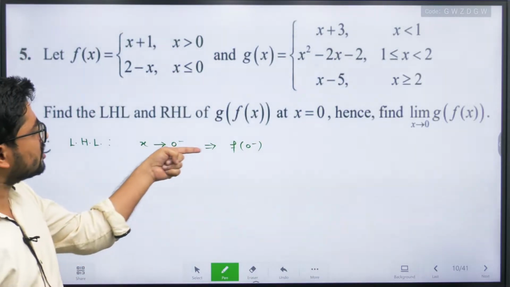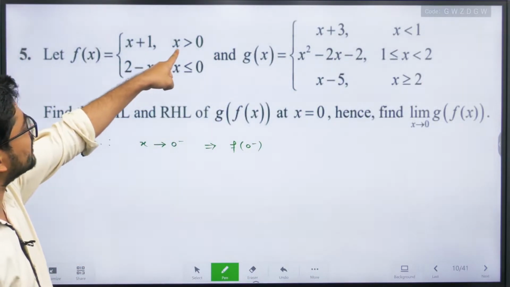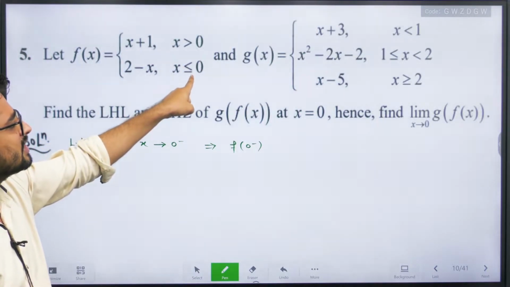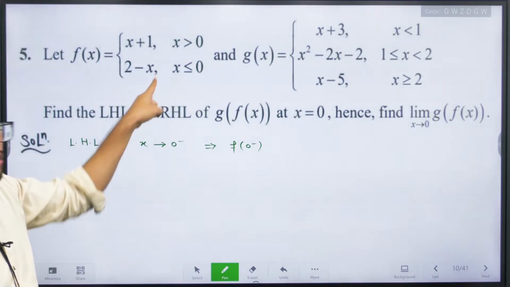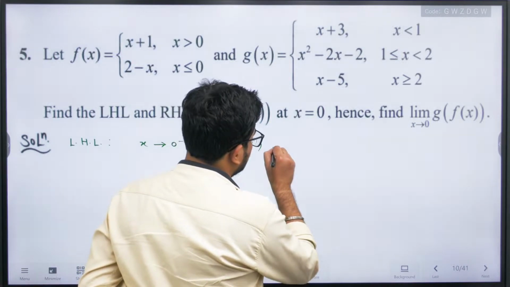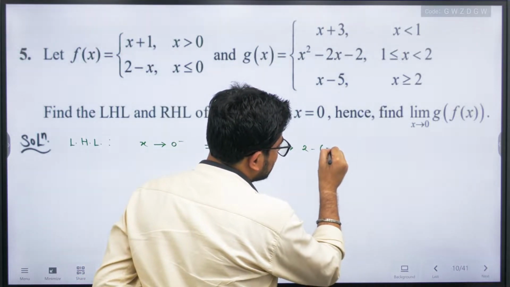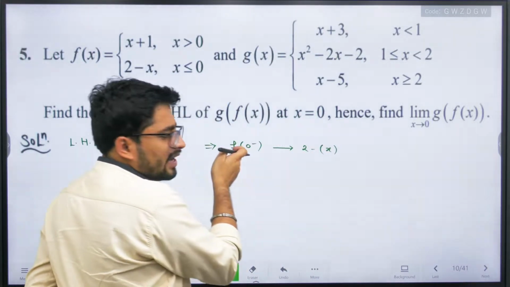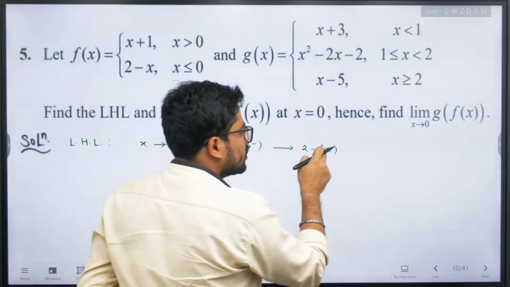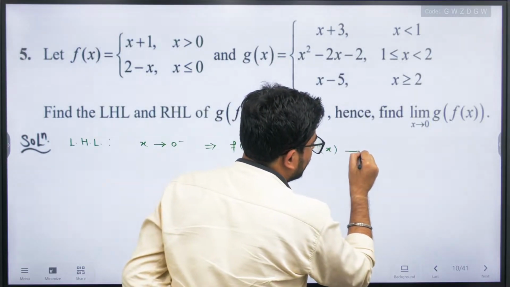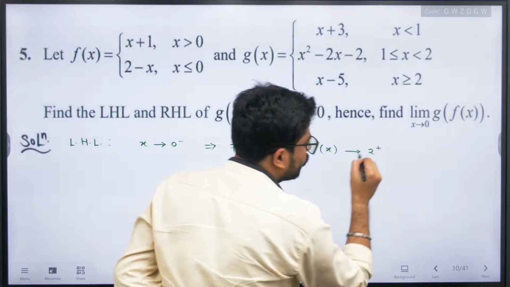So whenever x tends to 0 minus, x is negative. So whenever x is negative, less than or equal to 0, the function f(x) is 2 minus x. So you can say this tends to 2 minus x. And x is 0 minus, meaning negative. So negative, negative, positive. So this tends to 2 plus.